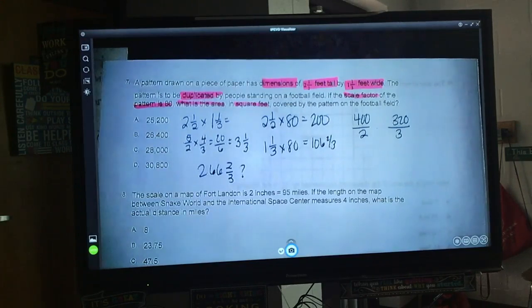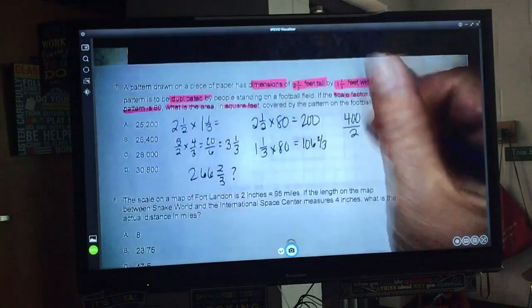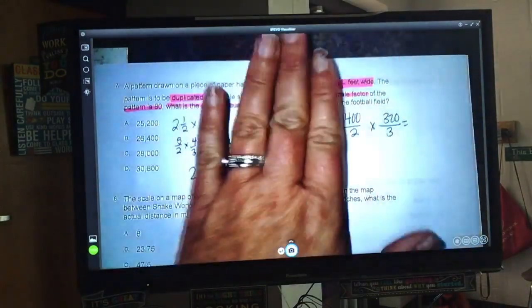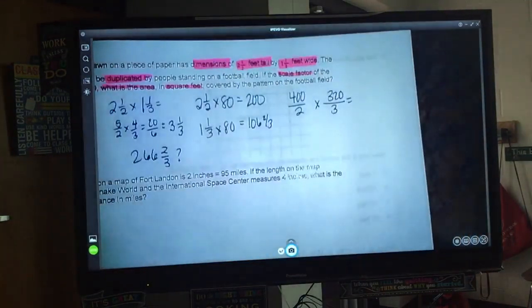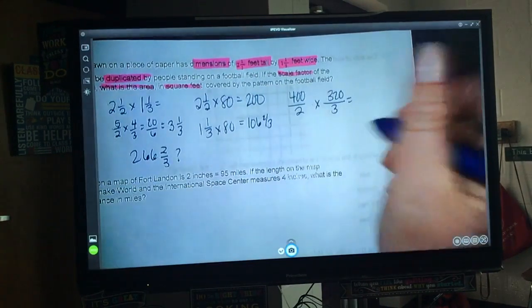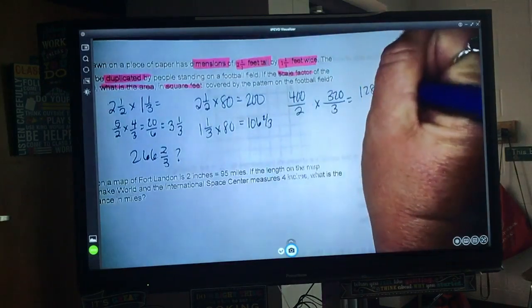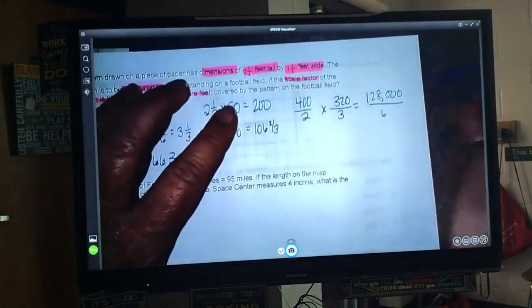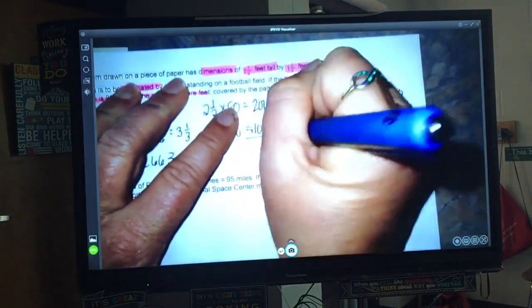So right now, depending on which way you go, someone tell me what you get when you multiply these two? What do you get when you multiply those two? Without simplifying. Michaela, 120,006. Okay? What do you get when you multiply these two?